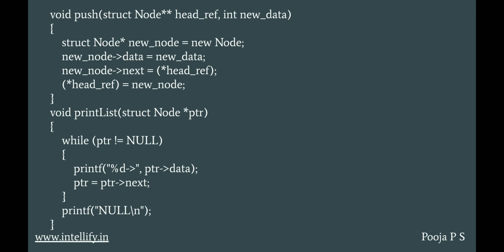And next here we are creating the print list function, and this function will print the given linked list, that is, whatever linked list we are giving as input will be printed here. Here it will check the while condition whether ptr is not equal to null, and if it is true, it will print the linked list here.